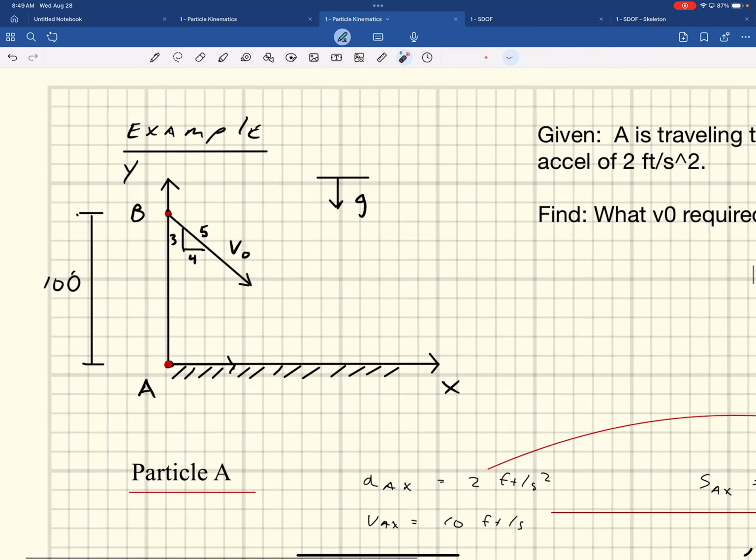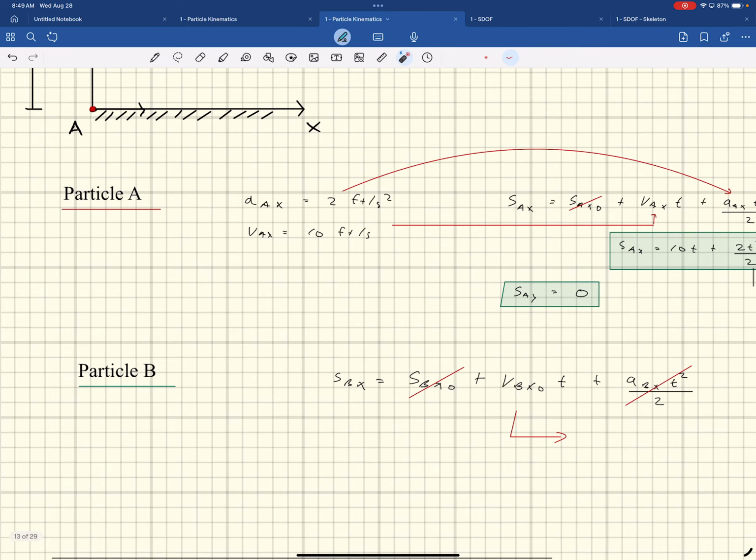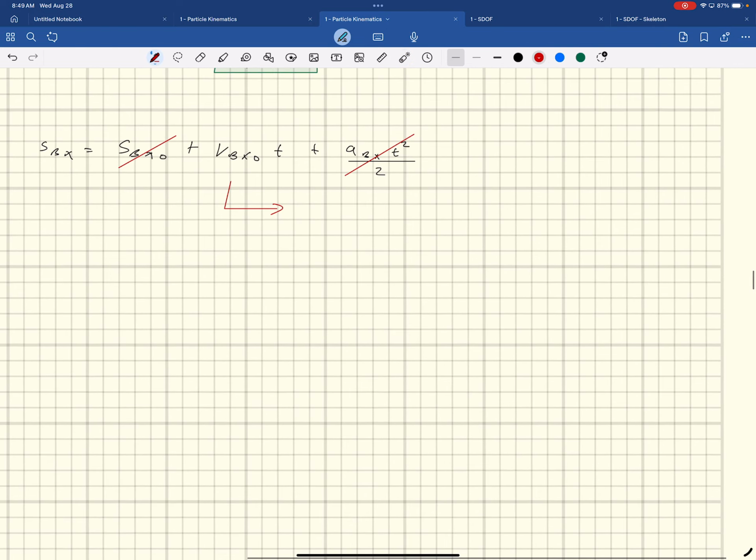And what's really nice about the 3-4-5 triangle is it's going to be 4 over 5 times v naught. Because all you do when you get to here is say, oh, it's this guy, the horizontal direction over the hypotenuse. So it's just 4/5. So this guy is 4/5 v naught, because it's the horizontal component. You just grab the 4.